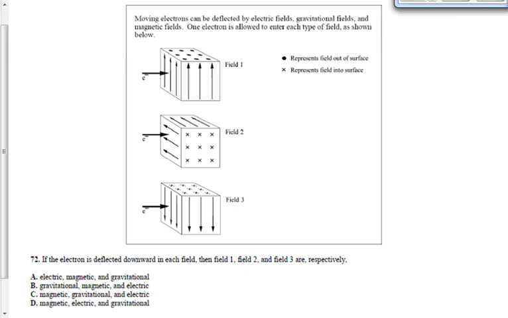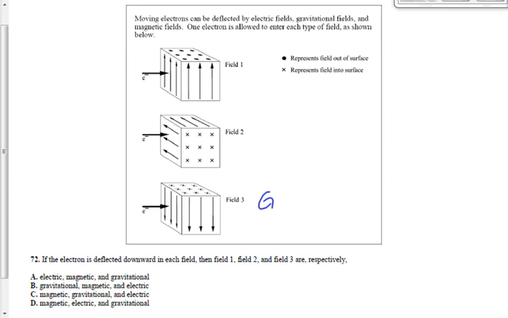Let's try to find the gravitational field first. If I want this particle with mass to be deflected downward, which way does gravity have to point? Down. Right? Gravity has to point down if I want this particle to move downwards. So that means field 3 is going to be gravity. A downward field causes a downward force.